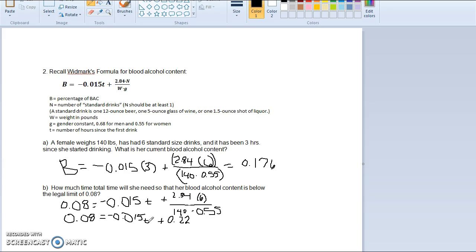So I'm still trying to get this T alone, so I'm going to subtract 0.22 from the right side, which means I have to subtract 0.22 from the left side. So 0.08 minus 0.22 gets me negative 0.14. We'll start again up here. And that will equal negative 0.015 T.